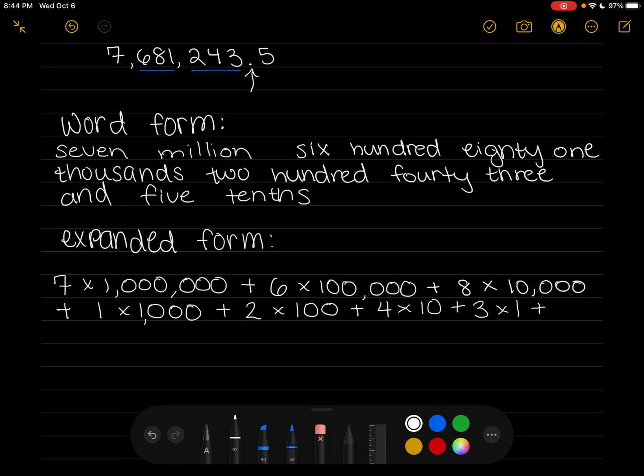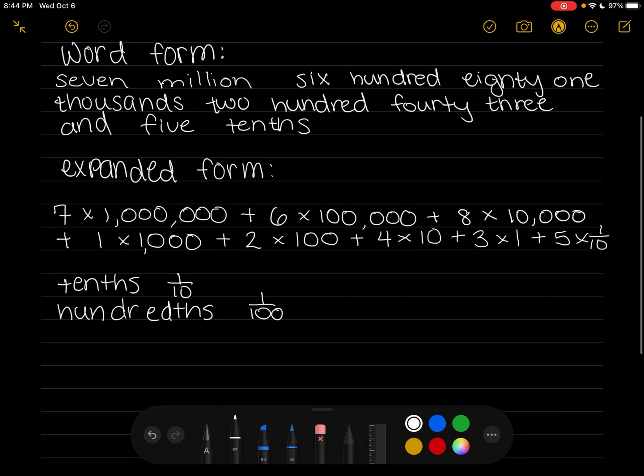And then I still have my decimal numbers, which is a 5, and that is in the tenths place. So to say the tenths, I will put 1/10. So the tenths can be represented with 1/10. The hundredths can be represented with 1/100. And the thousandths can be represented with 1/1000.